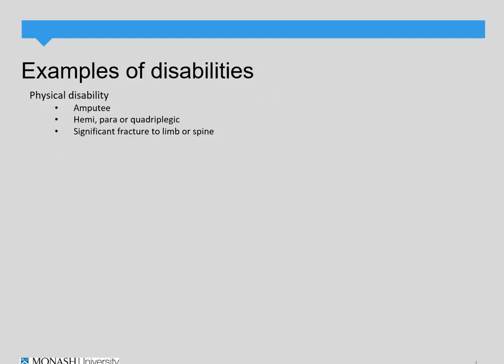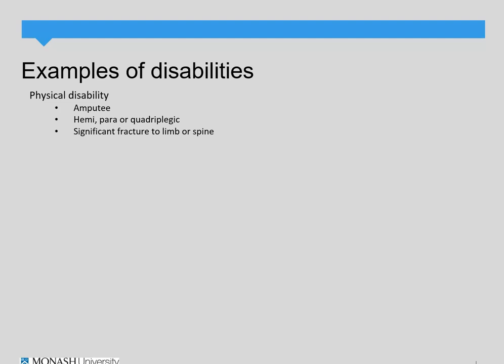So some examples of physical disability, I'm talking about someone who is an amputee, someone who is a hemi, para or quadriplegic. And if you've not heard the word hemi before, hemi refers to one limb. So someone who has hemiplegia of their right arm, only their right arm is affected by this. Someone who is a paraplegic obviously is related to the spinal cord, and that involves both lower limbs. And someone who is a quadriplegic has lost function of both their upper limbs and their lower limbs.